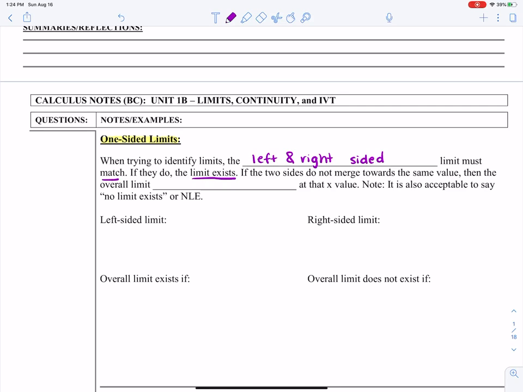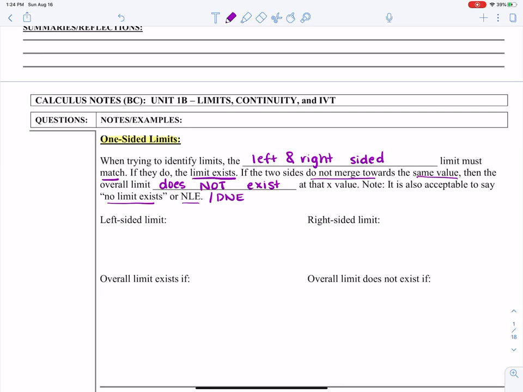If the two sides do not merge towards the same value, then the overall limit does not exist at that x value. It is acceptable to use the words no limit exists. You can also use NLE, and I'm going to also write in here DNE. DNE is also an acceptable notation.